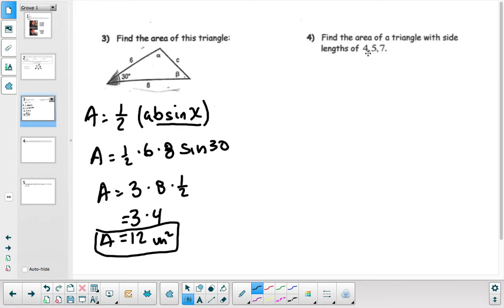Find the area of this. This time we have 3 sides. So the 3 sides, we don't have any angles. We have to use Heron's formula for this.